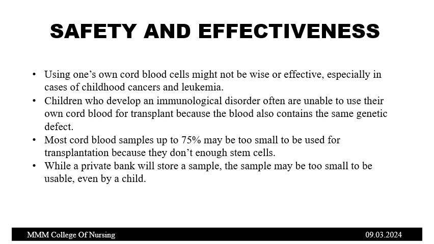Safety and effectiveness. Using one's own cord blood cells might not be wise or effective, especially in case of childhood cancers and leukemia. Children who develop an immunological disorder often are unable to use their own cord blood for transplant because the blood also contains the same genetic defect. Most cord blood samples, up to 75%, may be too small to be used for transplantation because they don't contain enough stem cells. While a private bank will store a sample, the sample may be too small to be usable even by a child.